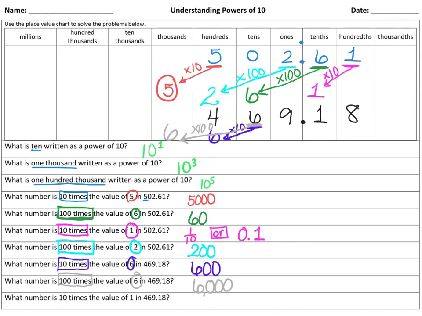And the last question for this page is, what number is 10 times the value of 1 in 469 and 18 hundredths? So we're going to look at the 1, which is right here, and we're going to take it 10 times itself, which will move us over 1 column, and the 1 will now be in the ones place. So instead of 1/10, it is now equal to 1/1, or just straight up 1.